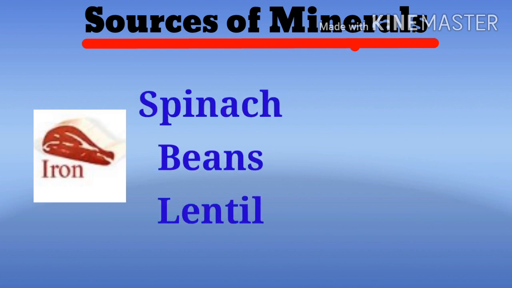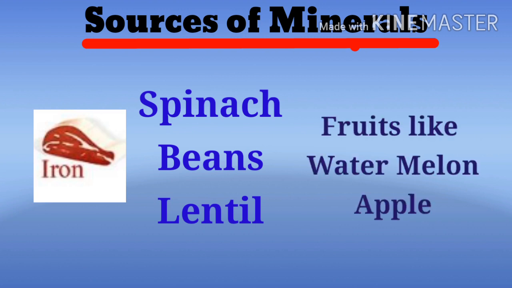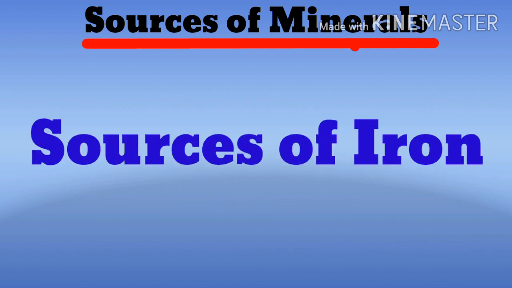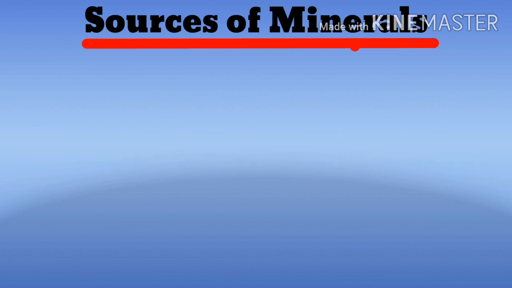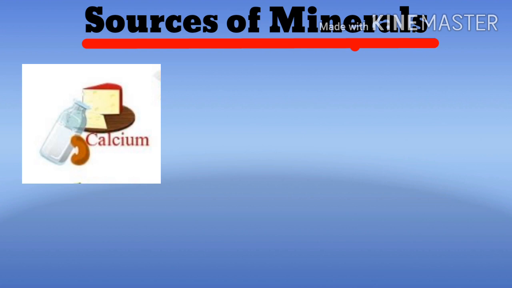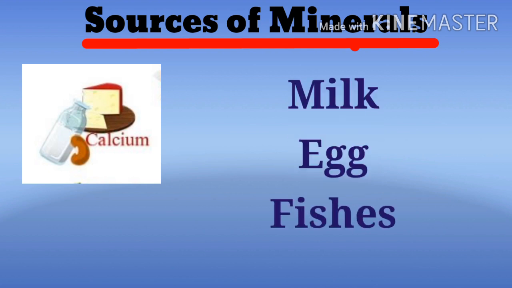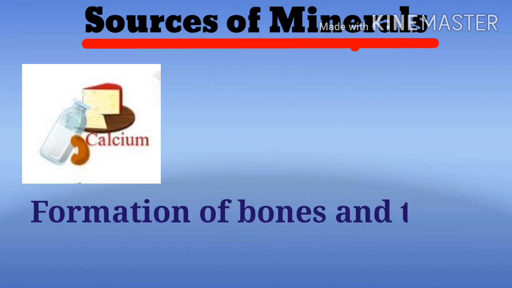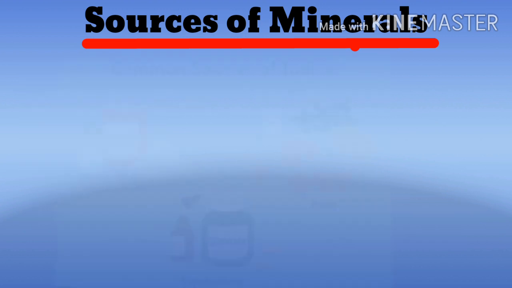Sources of iron: spinach, beans, lentils, fruits like watermelon, apple, etc. are the sources of iron. Iron is one of the important components of the blood. Sources of calcium: milk, egg, some fishes, etc. are the sources of calcium. Calcium is needed for the formation of bones and teeth.